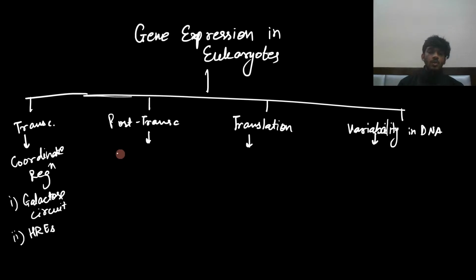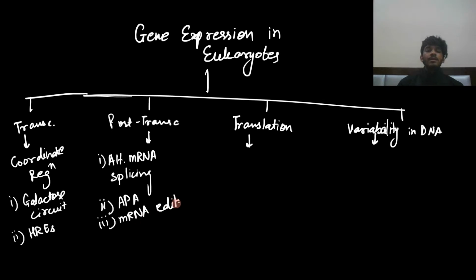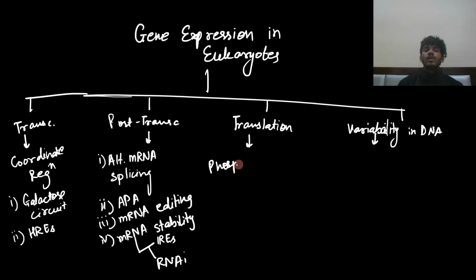In post-transcriptional, you will write alternative mRNA splicing. Then you will write about alternative polyadenylation. Then third thing that you will write will be mRNA editing. Fourth thing that you will write will be mRNA stability. In mRNA stability, you will write about iron response elements, and you will write about RNA interference. Then in translational modification, you will write about phosphorylation of eukaryotic initiation factor number 2.